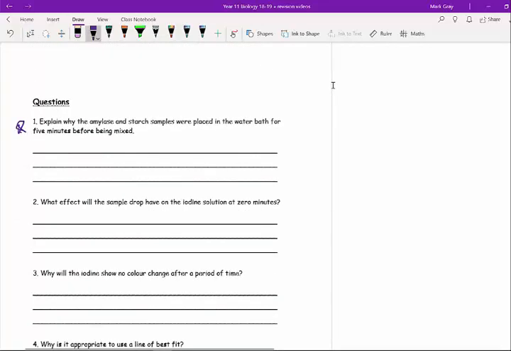Apart from this wee question, so at the start of the experiment, amylase and starch were placed in the water baths for 5 minutes before being mixed. Why do you do that? So basically we had a test tube of amylase, a test tube of starch, and we did not mix them until they'd been in the water bath for 5 minutes. That is to allow the solutions to reach the same temperature.